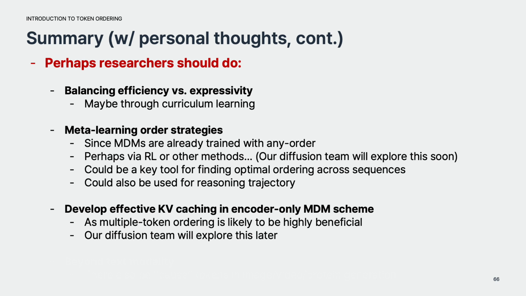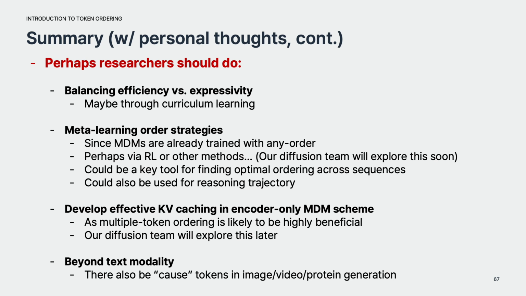Third, we really need effective KV caching for encoder-based MDMs, because if we can order multiple tokens at once efficiently, that could be a huge benefit. This is something our diffusion team is planning to explore soon. And lastly, we shouldn't stop at text. Beyond text, there should also be key tokens in images, in video, even in protein generation. Exploring token ordering in those modalities could be really exciting.